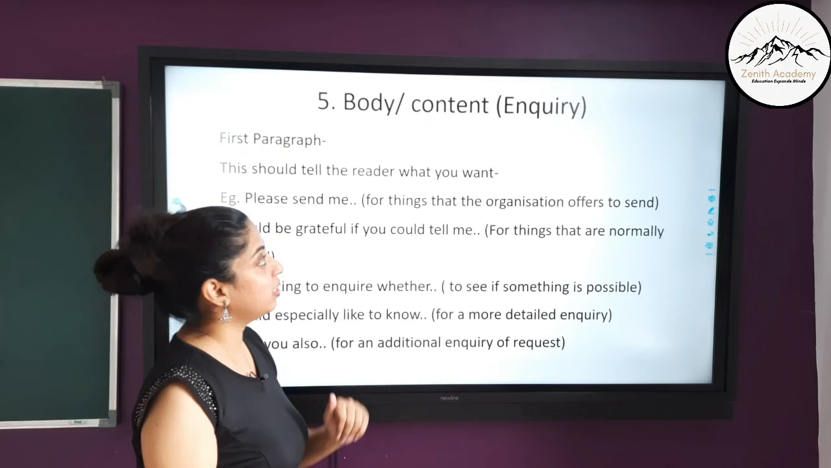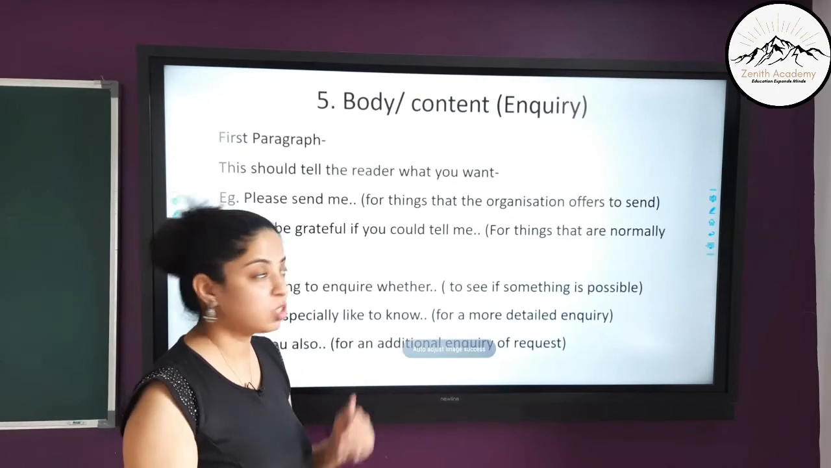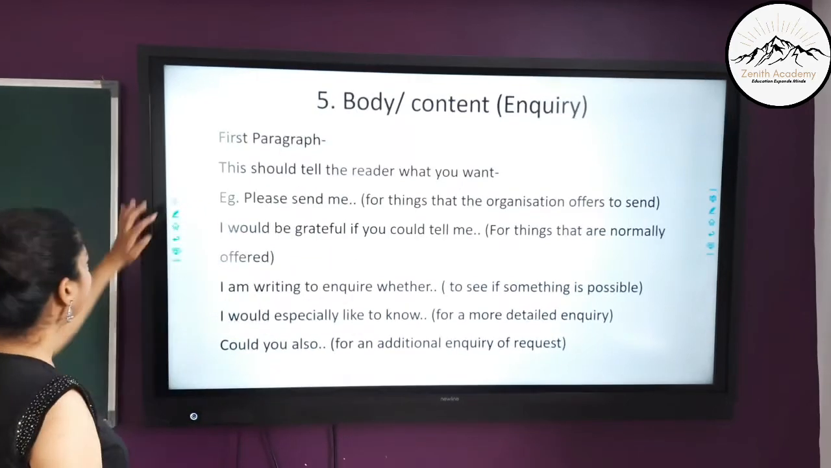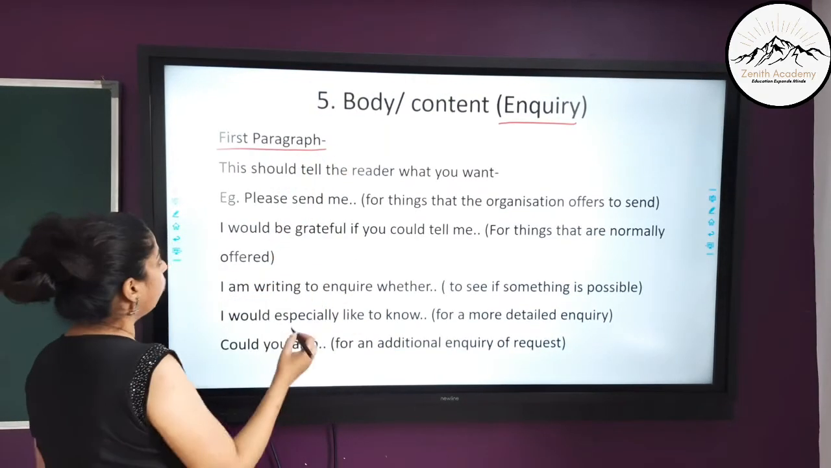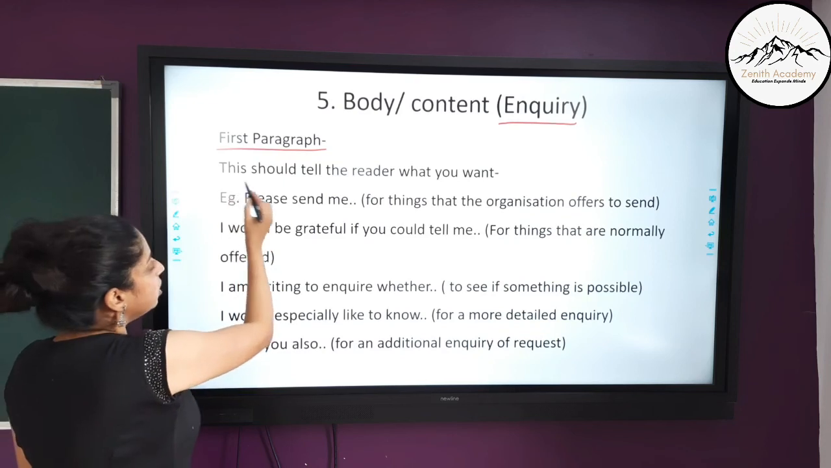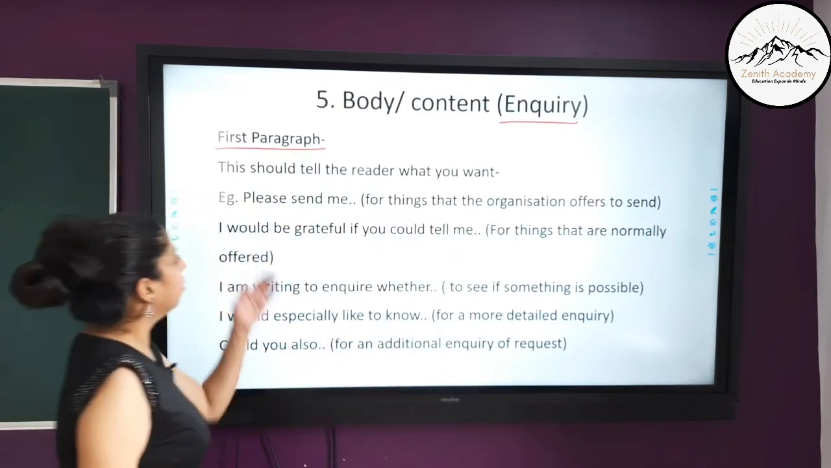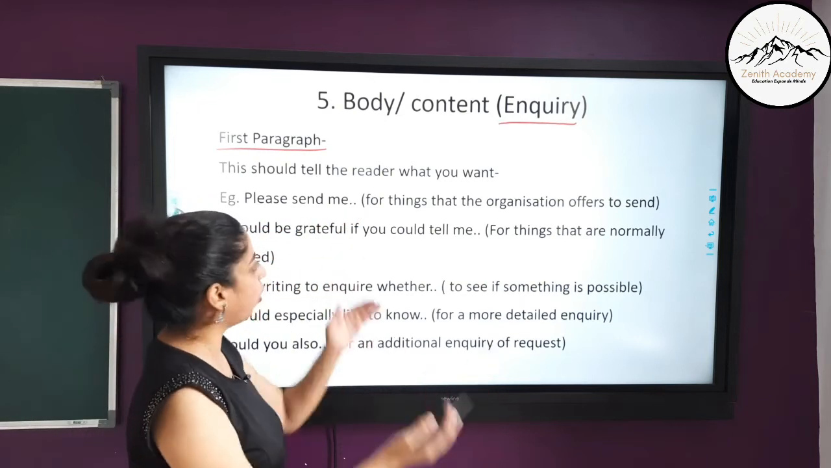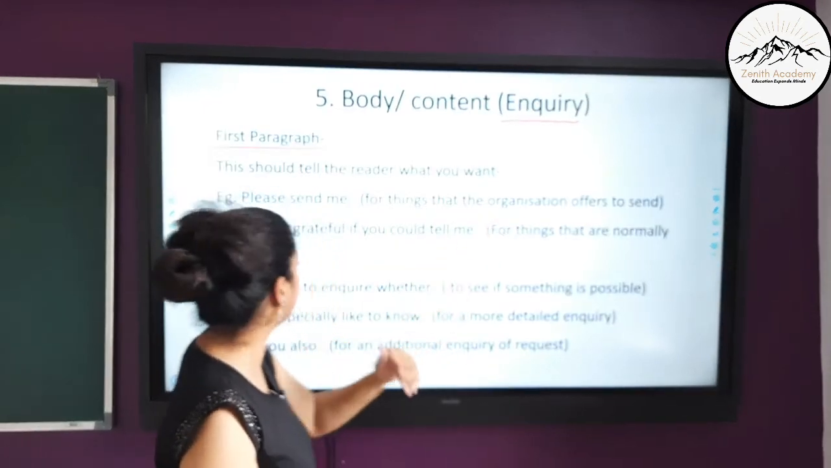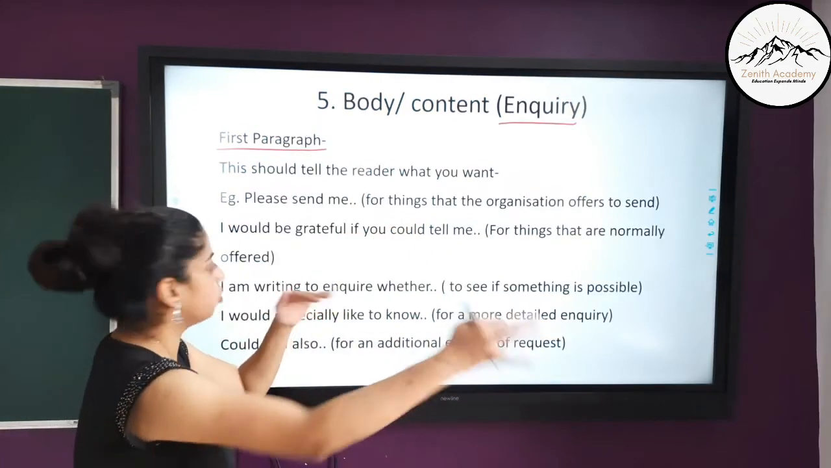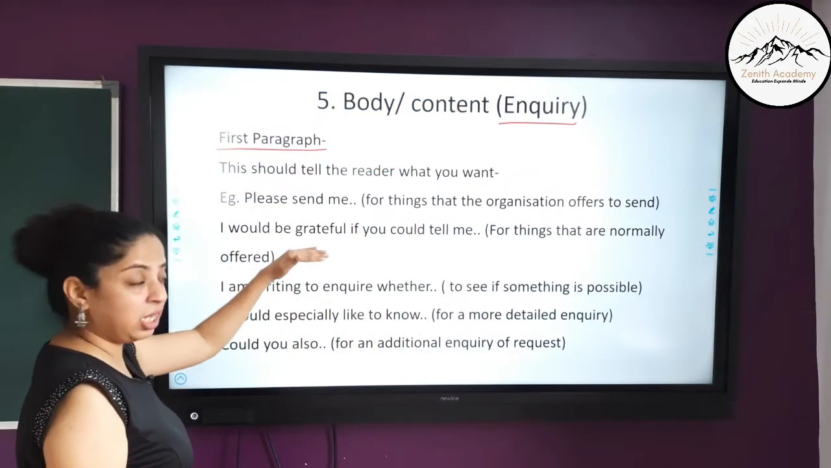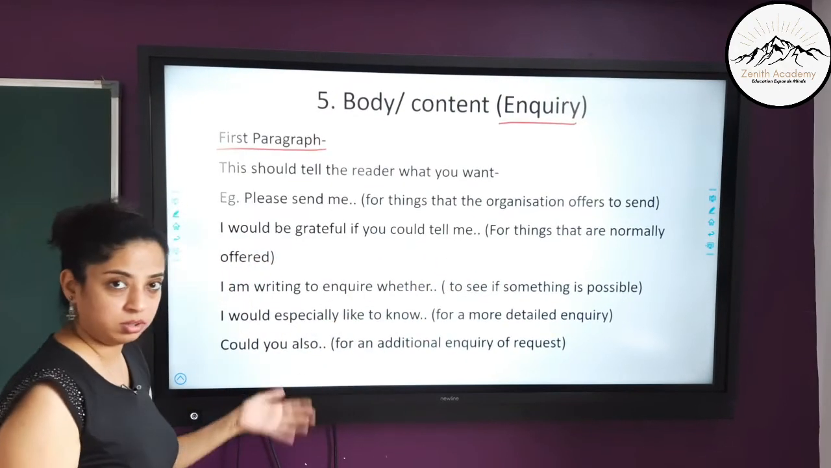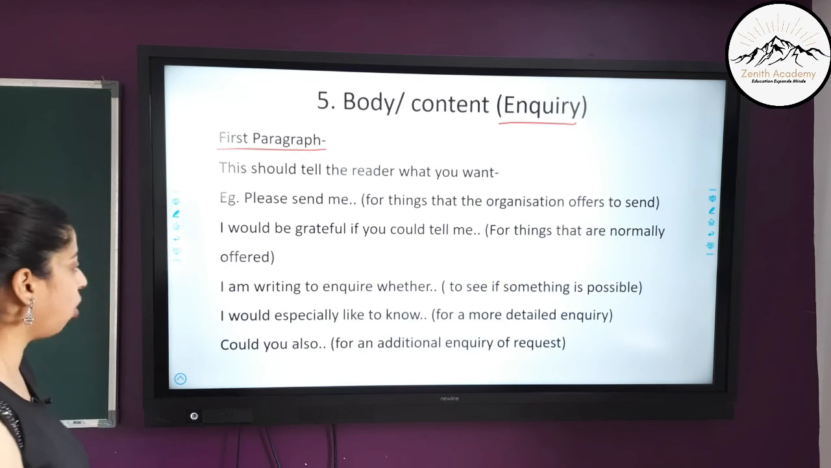Now the next letter is about inquiry. If you are told to write a formal letter about inquiry, you should keep these points in mind. What should the first paragraph include? It should tell the reader what you want. For example, you should write, please send me so and so, for the things that the organization offers to send, or I would be grateful if you could tell me about, for things that are normally offered by that organization.